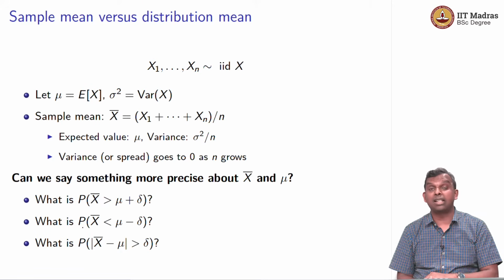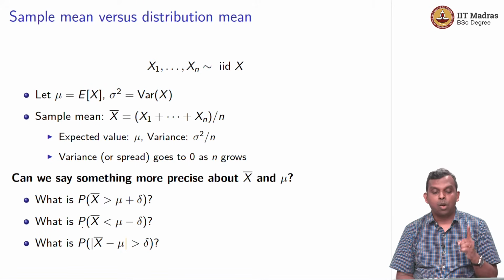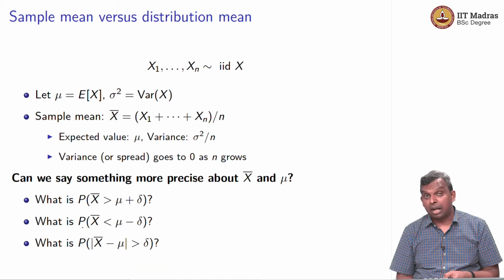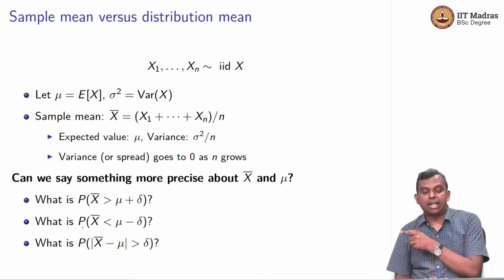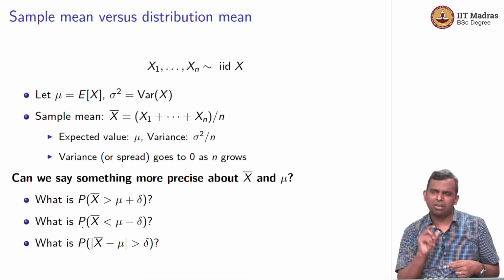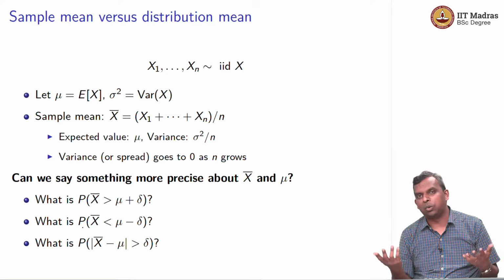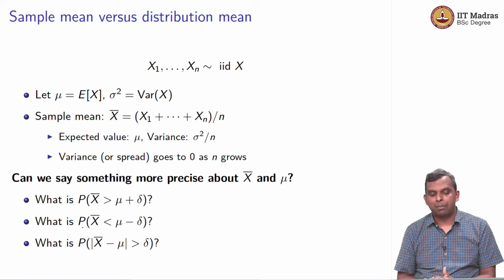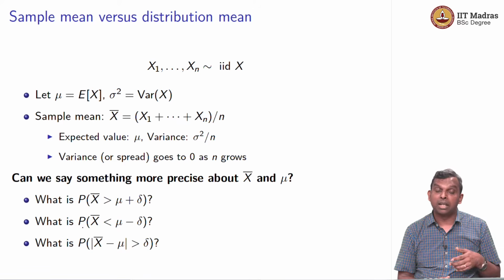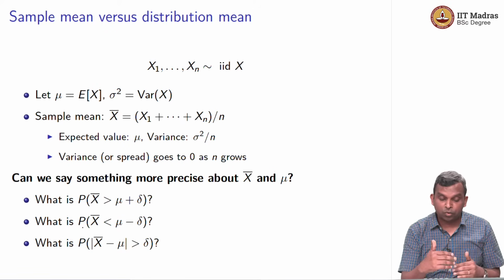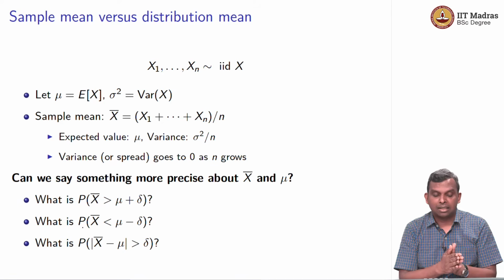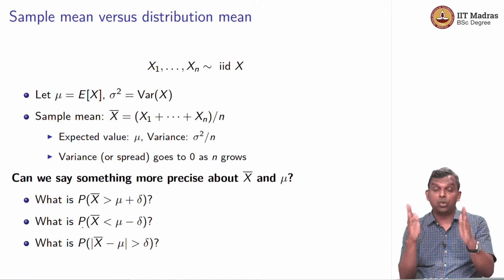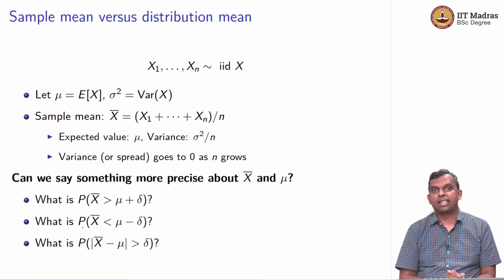So the only statement you can reasonably make is about probabilities. What is the probability that x bar, the sample mean random variable, is going to be greater than mu plus delta? Delta is the difference, some difference I have in mind, which could be 0.1, 0.2, 1, 10, depending on how large mu is. Similarly, what is the probability that my sample mean is less than mu minus delta? Both of these I can combine and ask: what's the probability that the absolute value of x bar minus mu is greater than delta?